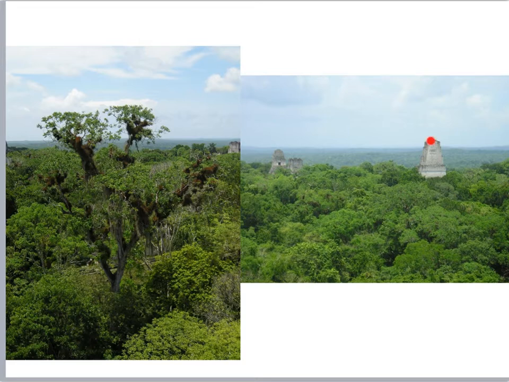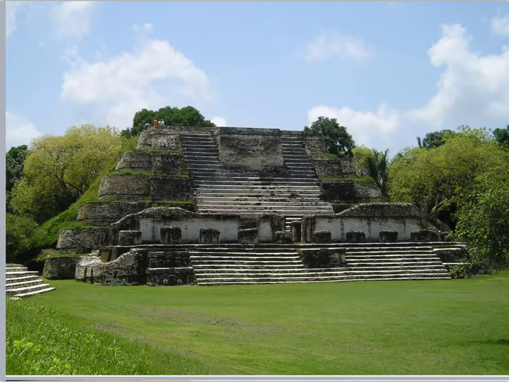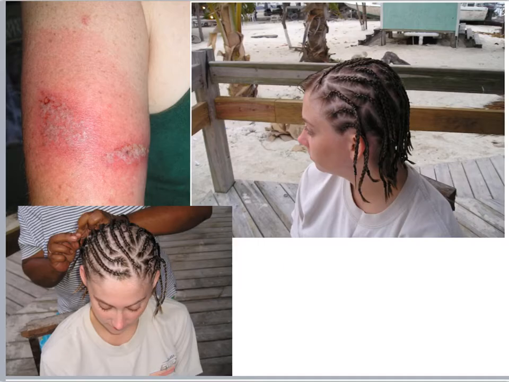We climbed up to one of these little temples and looked out over the rainforest, and you can see some temples popping up. This was another little temple that they excavated. So the rainforest literally covered it up. You can still see it on the sides, but they removed all the vegetation so that visitors could see it. This is just a fun little picture: the one and only time that I got cornrows. It was an interesting experience, fun.